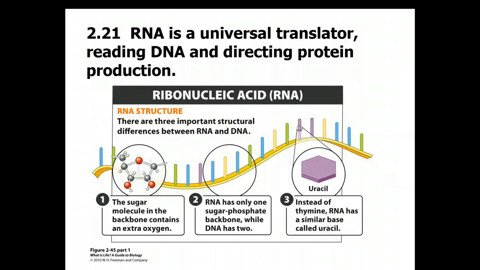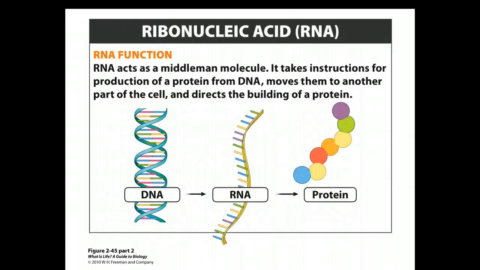RNA is a universal translator, reading DNA and directing protein production. So we go DNA to RNA to a protein. That's the central dogma. So the RNA structure, there are 3 important differences between RNA and DNA. The sugar molecule in the backbone contains an extra oxygen, hence DNA being deoxy. RNA does not say deoxy, it just says ribonucleic acid, so there's 1. RNA only has 1 sugar phosphate backbone, so it's single-stranded, not double-stranded. Instead of thymine, RNA has a base we call uracil, which is really just a methyl or CH3 group change, but nevertheless uracil is different, and that is associated with RNA instead of thymine, so please keep that in mind.